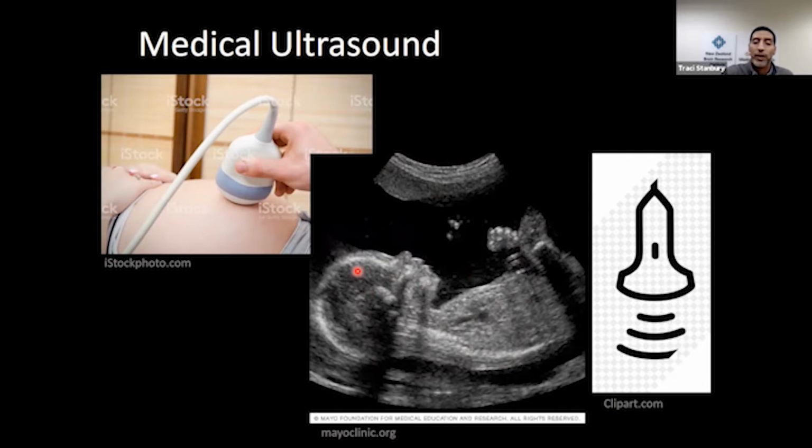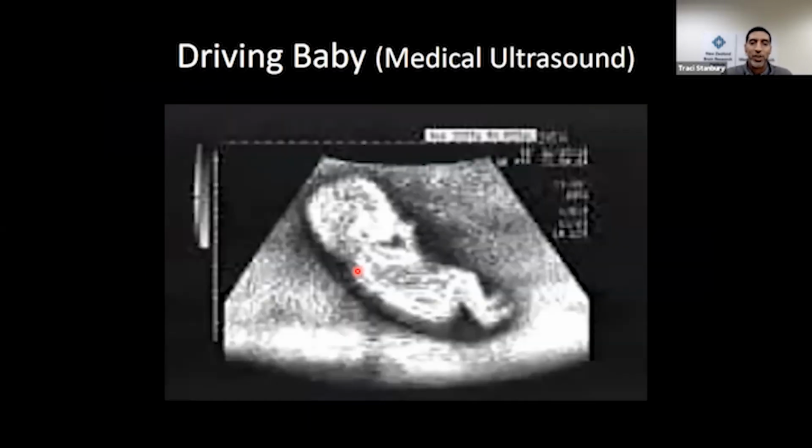So let's take this example. This is, again, a picture of a baby. This is the head here. That's the back, legs, and I think that's his hand. Maybe he's sucking his thumb or something. This is called the driving baby. Someone clever got this particular baby's picture and animated it. They turned it into a movie.